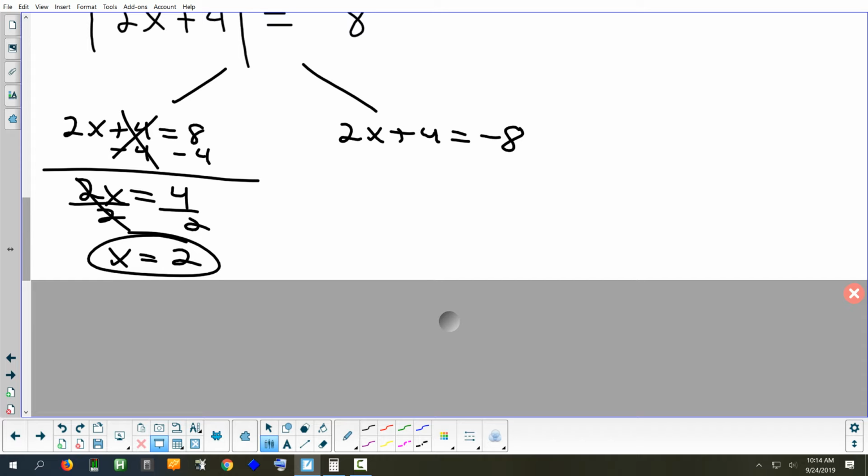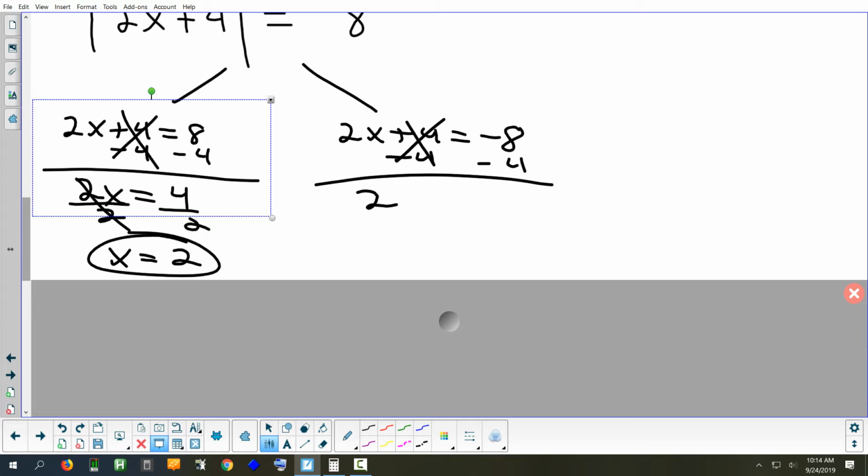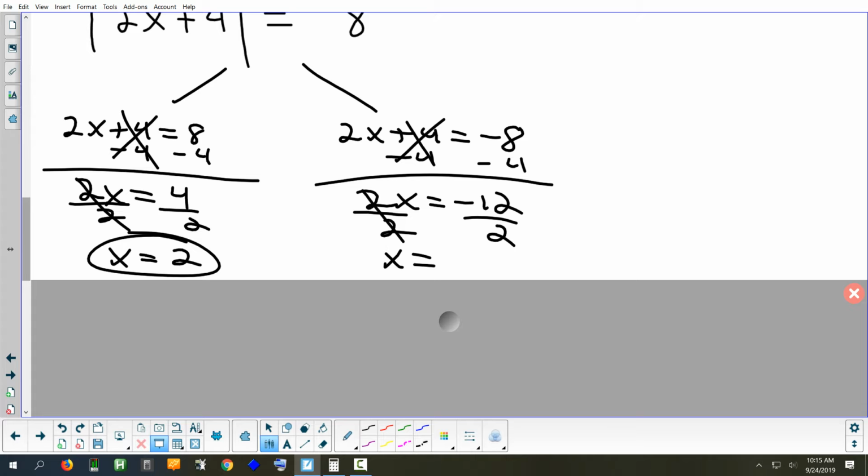How about, Blake, what's my first step on the next problem? You gotta subtract 4. Just like we did over here. Yeah. And that gives me 2x. What's negative 8 minus 4? Negative 12. Negative 12, good. And how about, Aileen, what's my last step here? Divide by 2. Yep, that's it. Divide by 2. And we get x equals, what's half of negative 12?